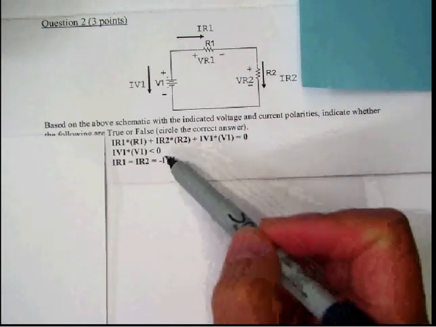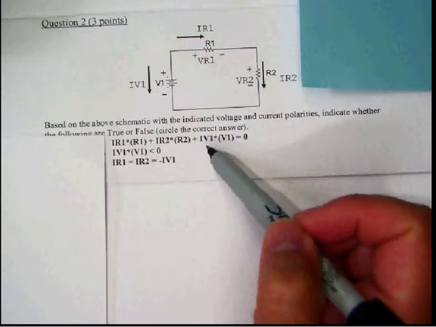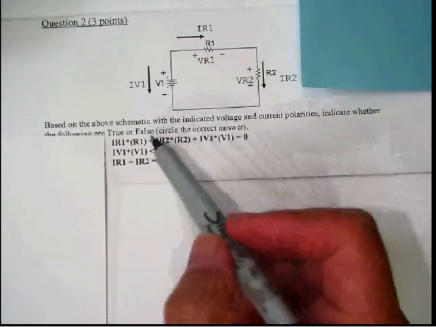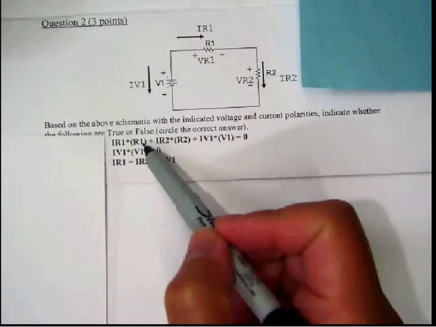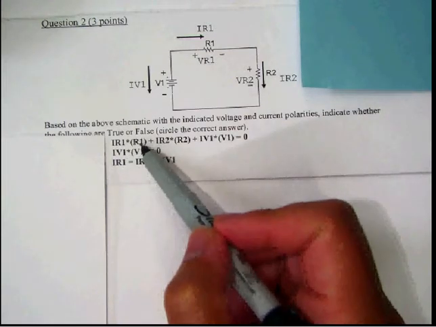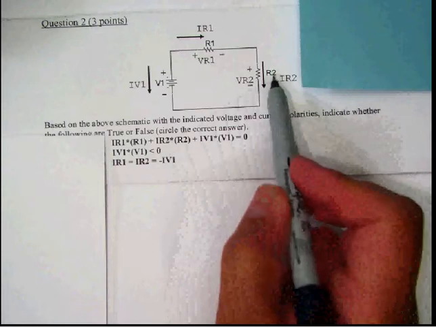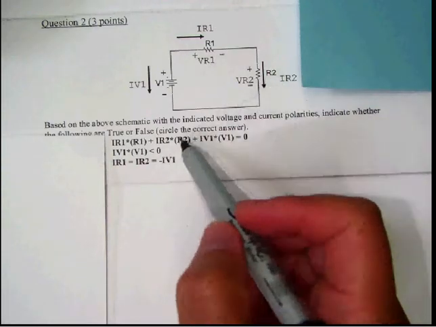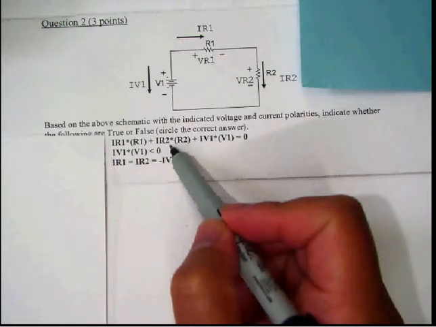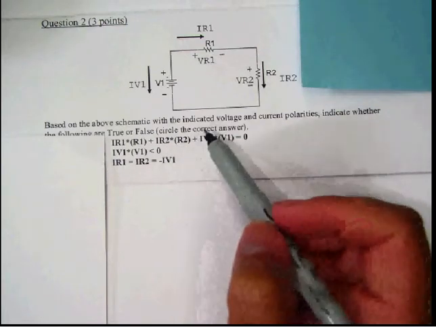We're given three statements here. We've got to identify each of these statements as either true or false. Let's look at the first statement. We've got IR1 times resistor 1, so current times a resistance is a voltage. IR2 times resistance R2 is again a voltage. Current times the resistance is a voltage.